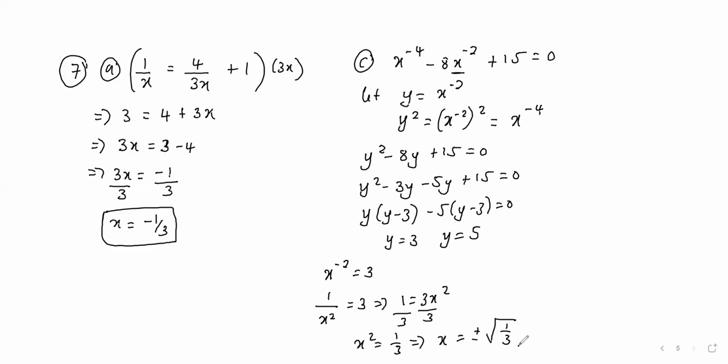Go to the other one. Again, x to the negative 2 equal to 5. So you do the same. Okay? You can actually do it in a simpler way. You raise both sides to the power of negative 1 over 2, so it means x equal to 5 to the power minus 1 over 2, meaning it's plus or minus root 1 over 5.